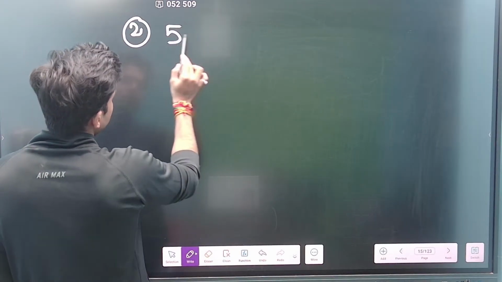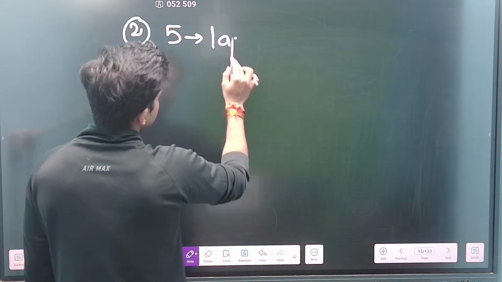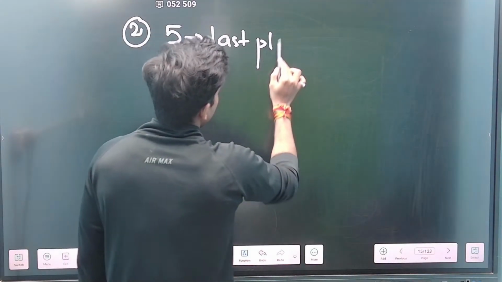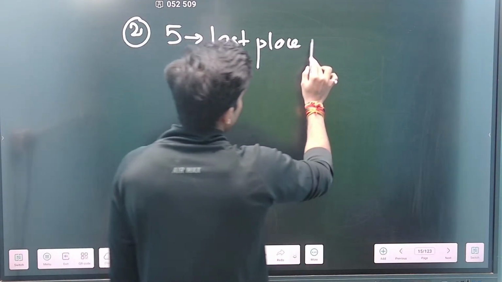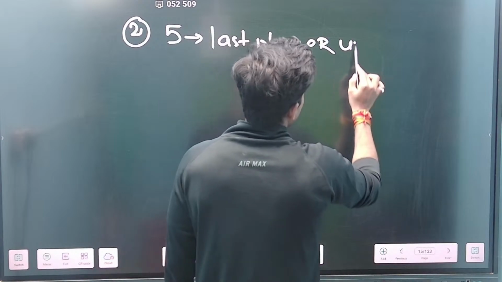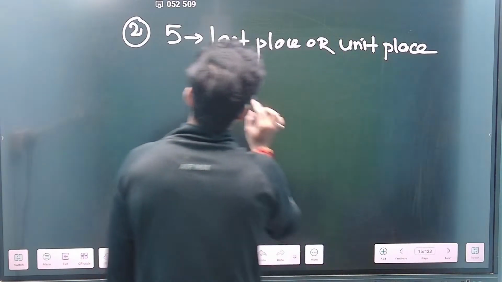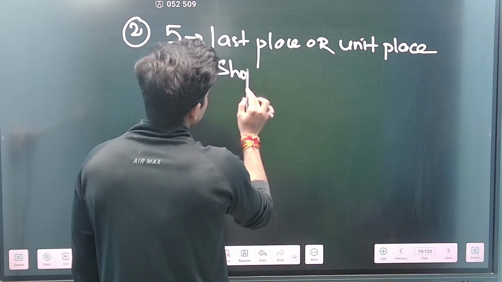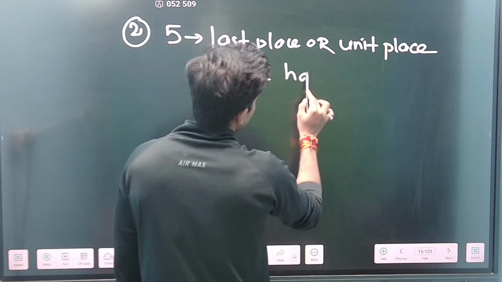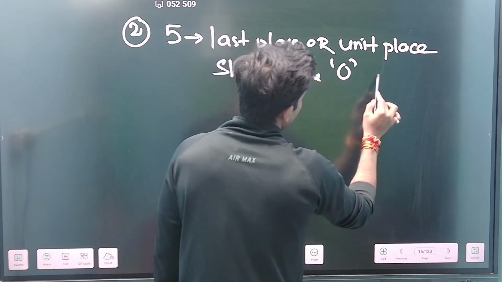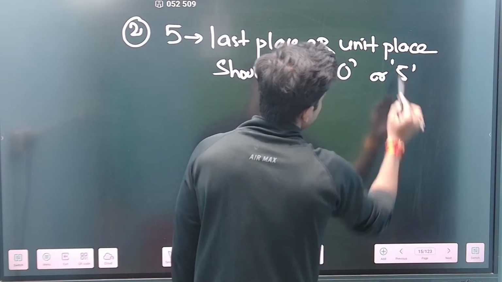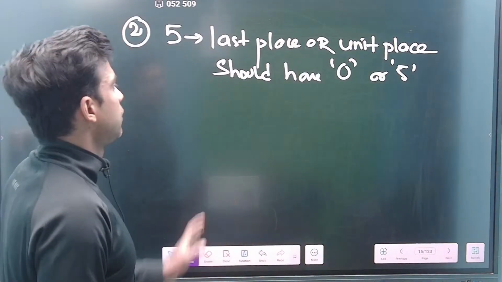5 means what? 5 means last place, or I would say unit place should have either 0 or 5. Correct? This is the need of the question.